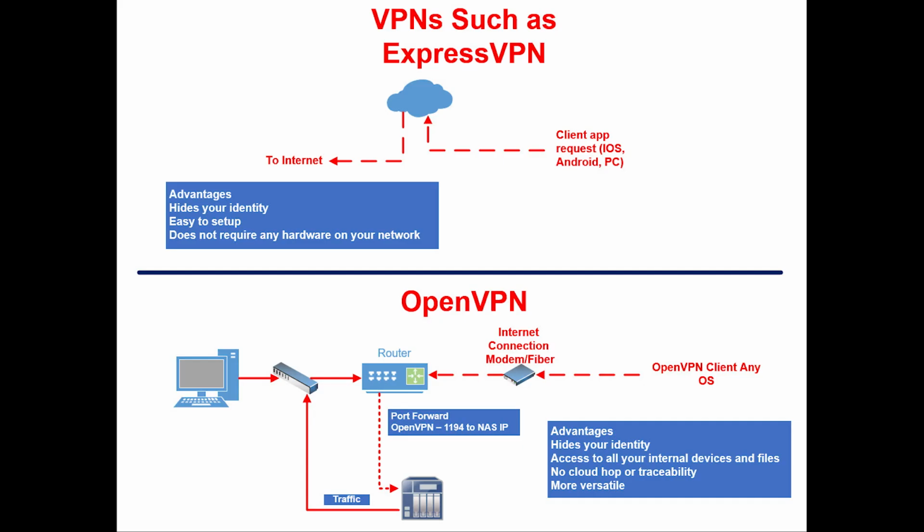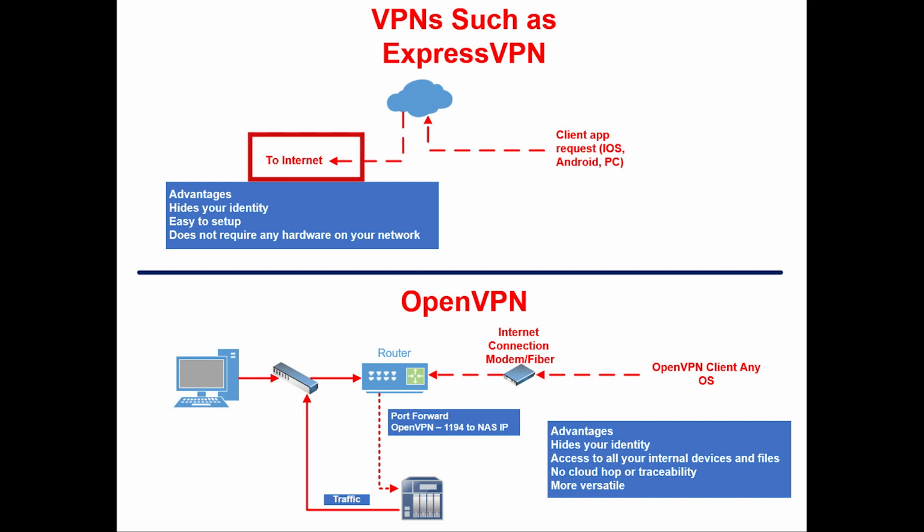Let's break down this chart a little bit so we can better understand the differences between things like a cloud-based VPN such as ExpressVPN and hosting our own VPN. So if you look at the chart, you'll see that typically in a cloud-based VPN, what happens is your client device, such as your phone, your mobile device, your laptop, whatever you're on, actually connects through a client to a cloud service. That cloud service then relays you out to the internet.